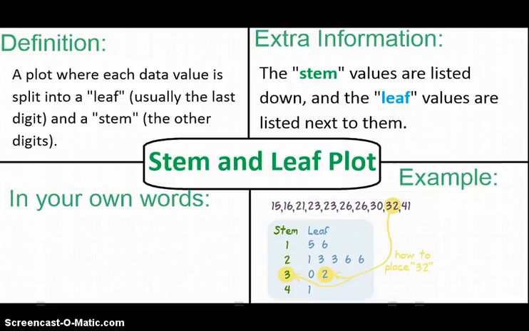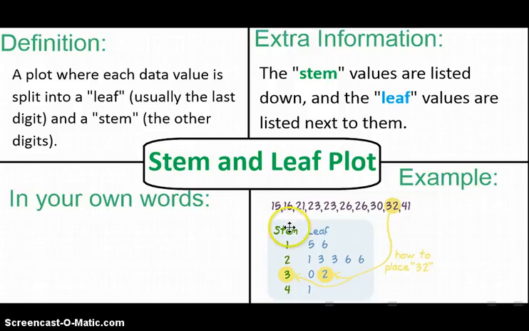The definition: a plot where each data value is split into a leaf, which usually represents the last digit, and a stem, which represents the other digits. Extra information: the stem values are listed down, whereas the leaf values are listed next to them across.